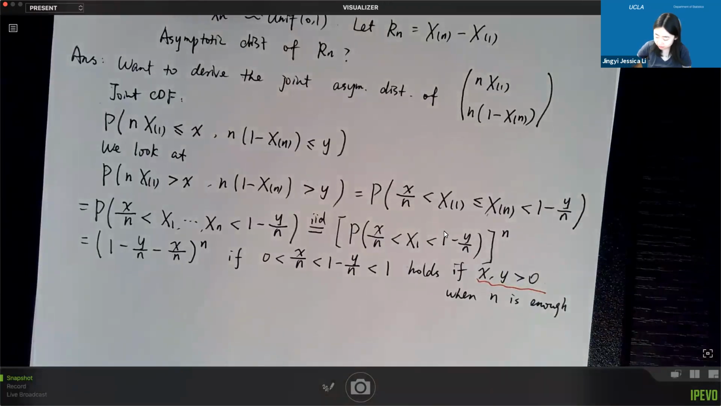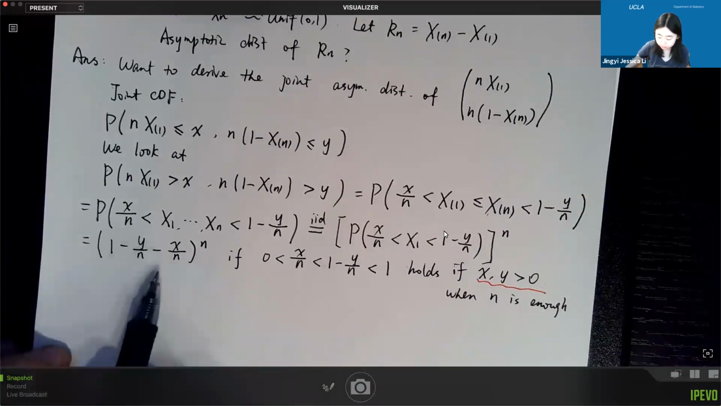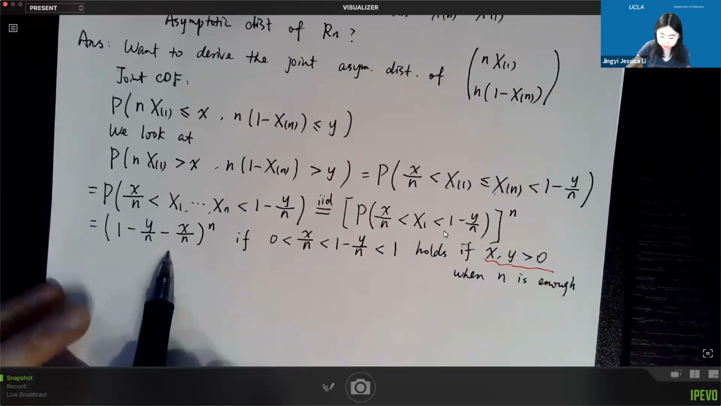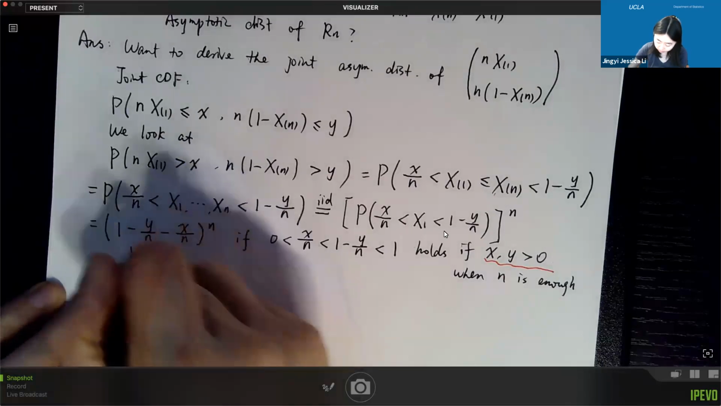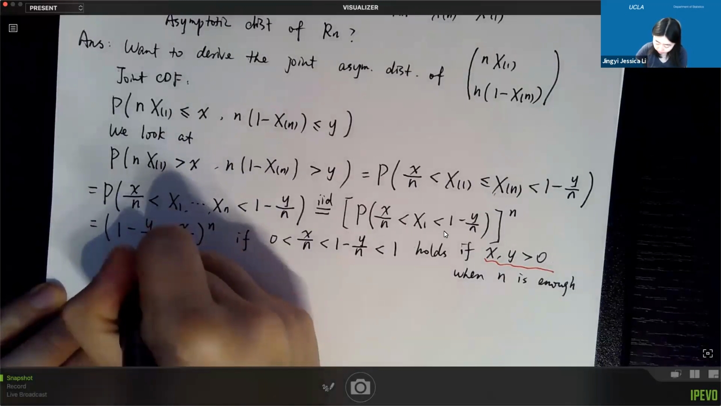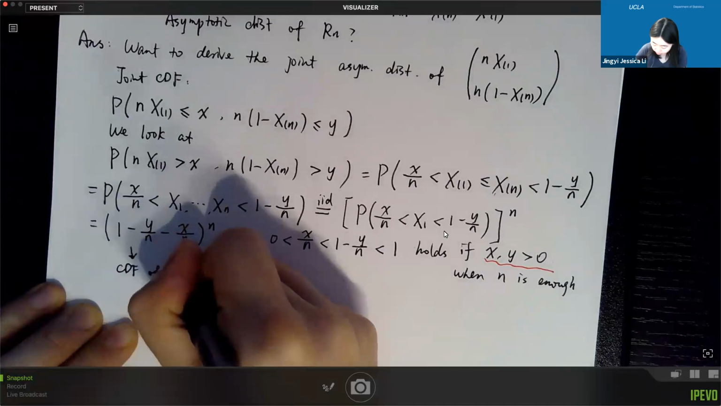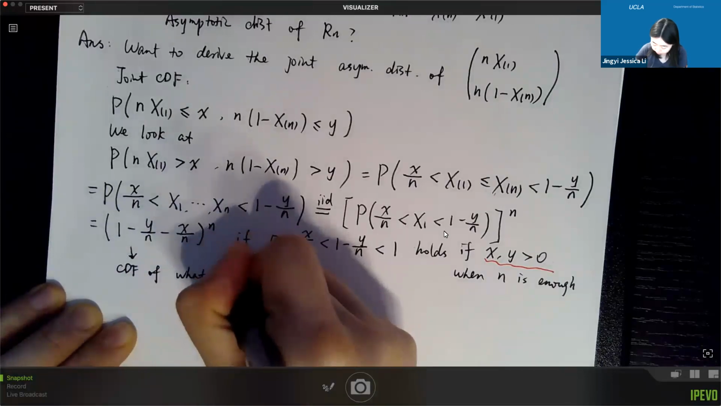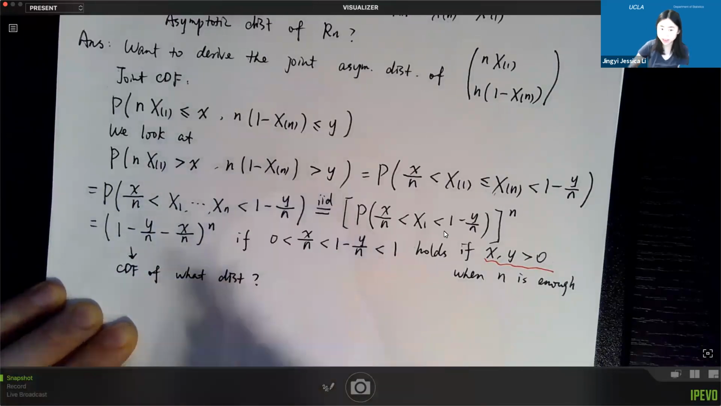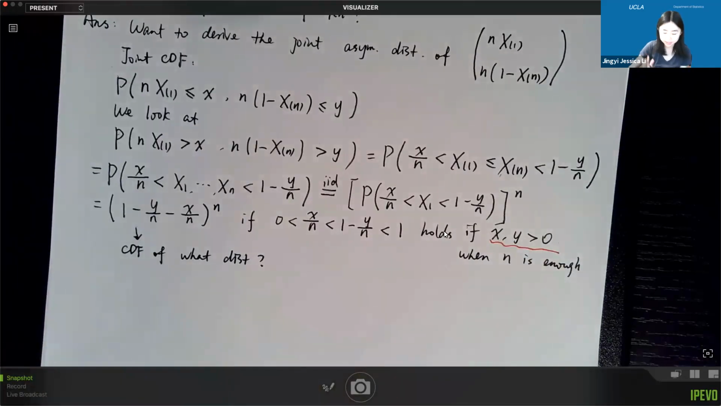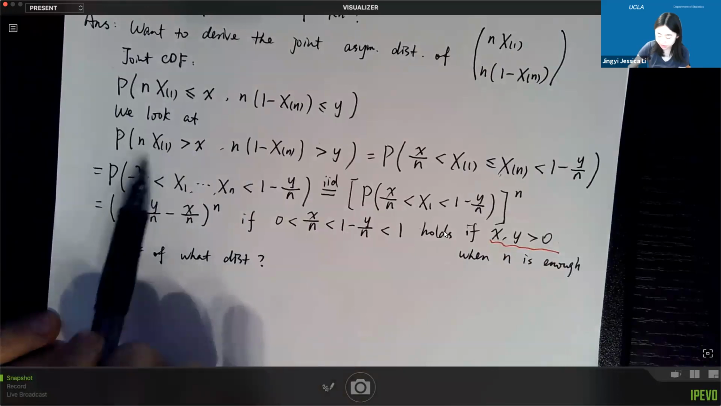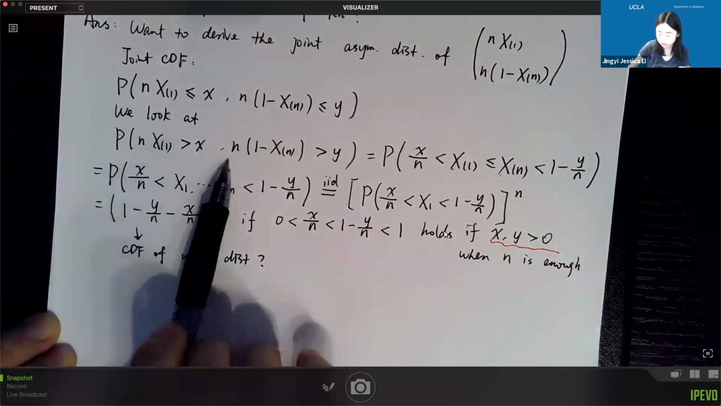Okay, and then what's this CDF, right? We have this. Then this CDF is the distribution of what? This is the CDF of what distribution? Because if we can answer this question, then we know what is the joint asymptotic distribution of n times x1 and n times 1 minus xn.